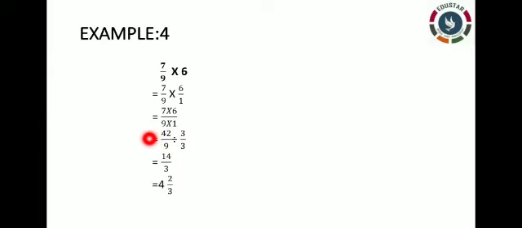Now take the HCF of 42 and 9. HCF of 42 and 9 is 3. Use the common factor 3. 42 divided by 3, 14. 9 divided by 3, 3. The reduced form of 42 divided by 9 is 14 divided by 3.